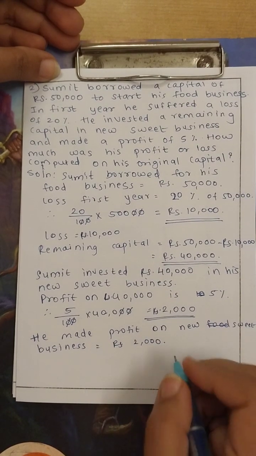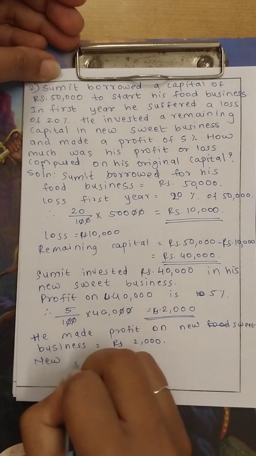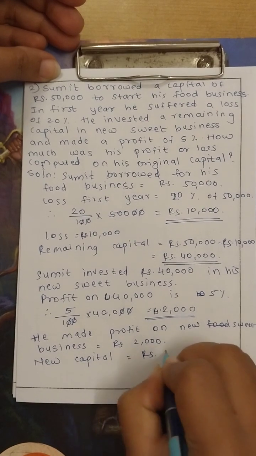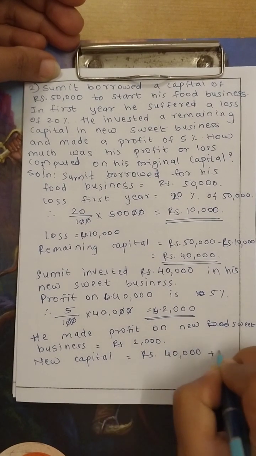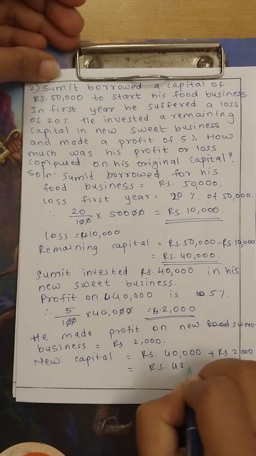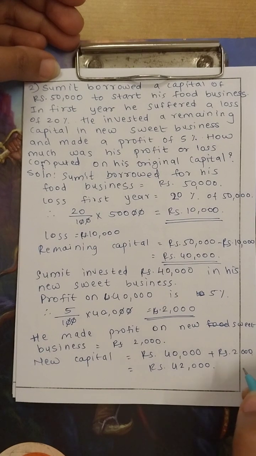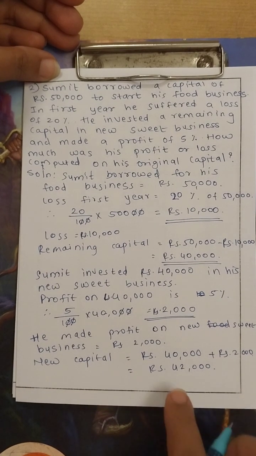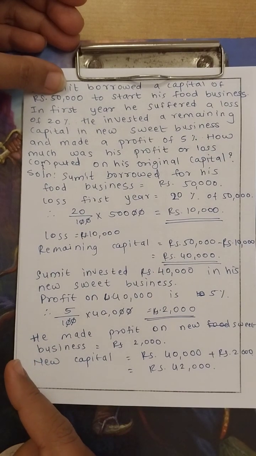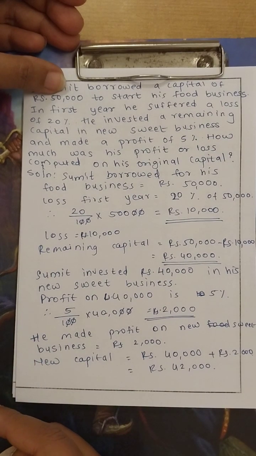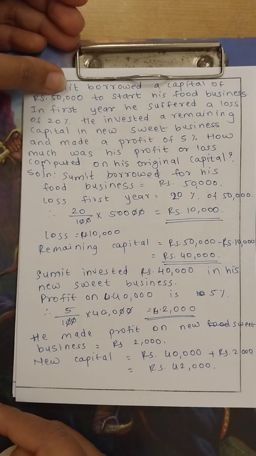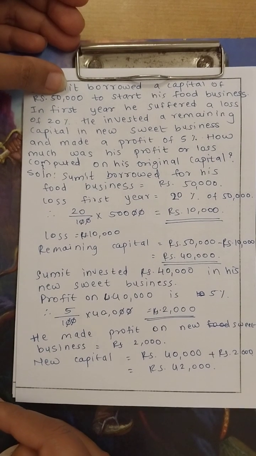Now the new capital after profit will be 40,000 plus rupees 2,000. This is the new capital, which is equal to rupees 42,000. But this 42,000 is still less than the original capital of 50,000. So there is still a loss and we have to find out the loss percentage. Are you getting it?